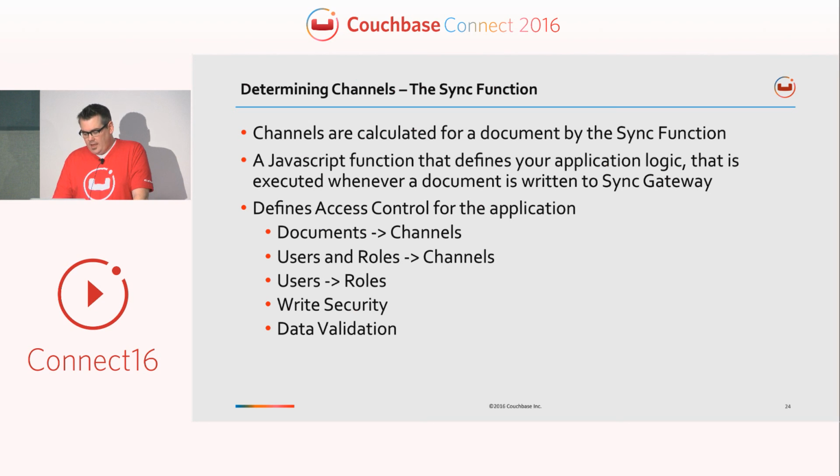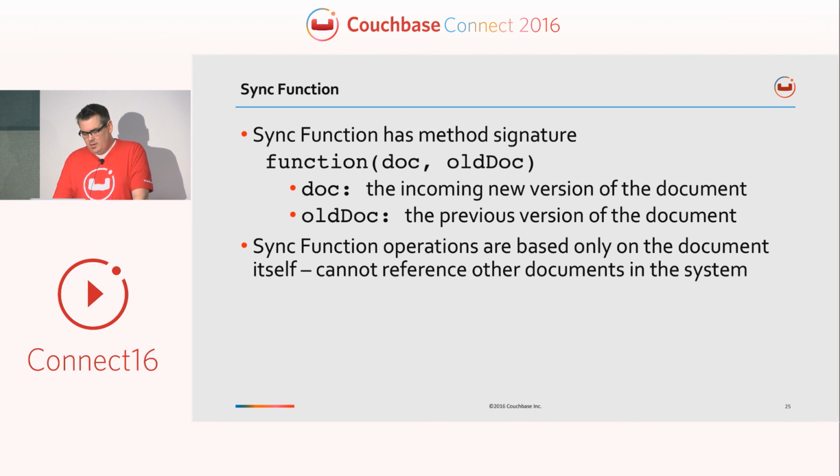But at a high level, the piece to understand is that on every write, the sync function gets executed, and based on that, it's defining your access control for that document. The sync function is just a JavaScript method that takes only two arguments, the doc and old doc, where doc is the incoming new version of the doc, and old doc is the previous version of the doc. And one critical piece here is that the sync function operations are based only on the document itself. So it can't be referencing other documents in the system. Any decisions it makes about access control, about channeling, about write access, are all based on the document itself.